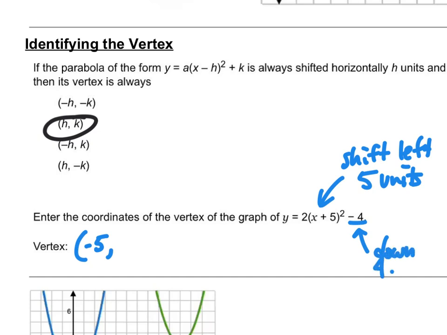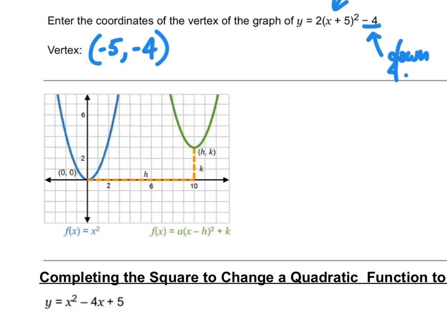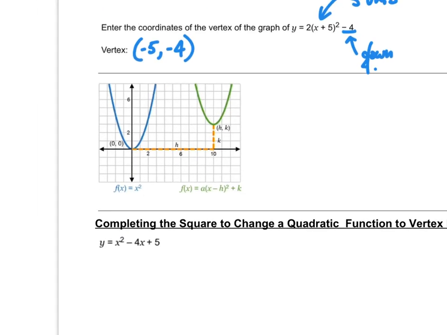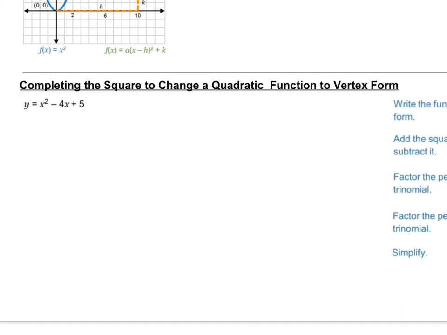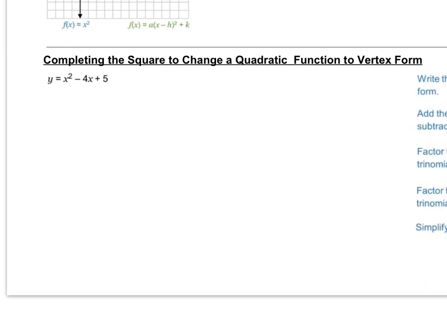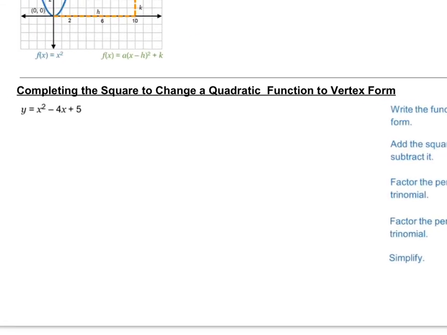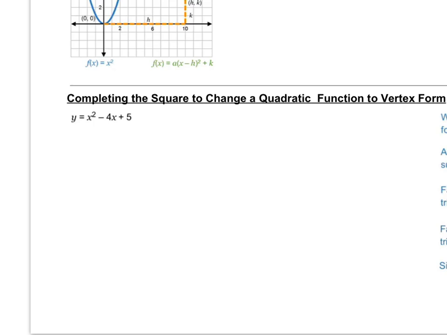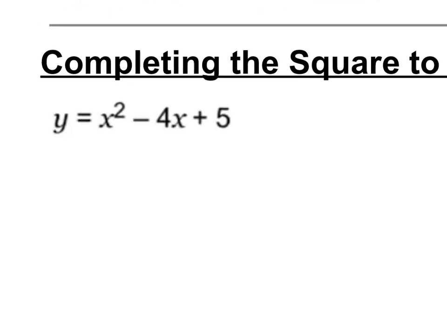Down 4. So then minus 4 here, and that would be my vertex. All right, so now let's look at completing the square to change a quadratic function to vertex form. What I want to do is just start that process and walk you through it.